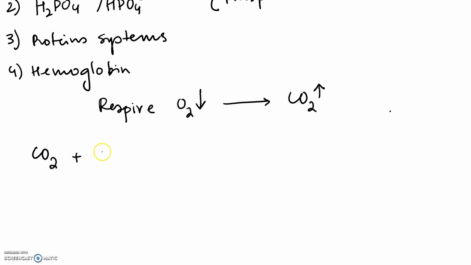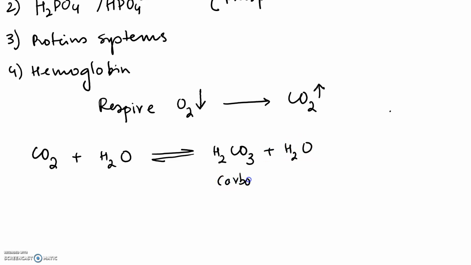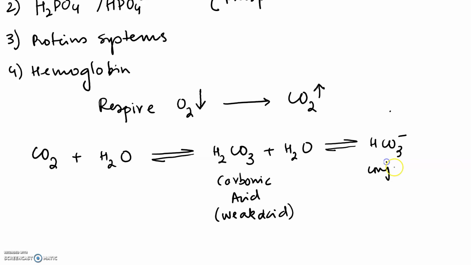Carbon dioxide plus water gives you H2CO3, which is carbonic acid, and that's a weak acid. It's one part of the buffer, and then an equilibrium sets in where the carbonic acid dissociates to form HCO3 minus, the conjugate base, also called a bicarbonate ion, and then you have H3O plus.